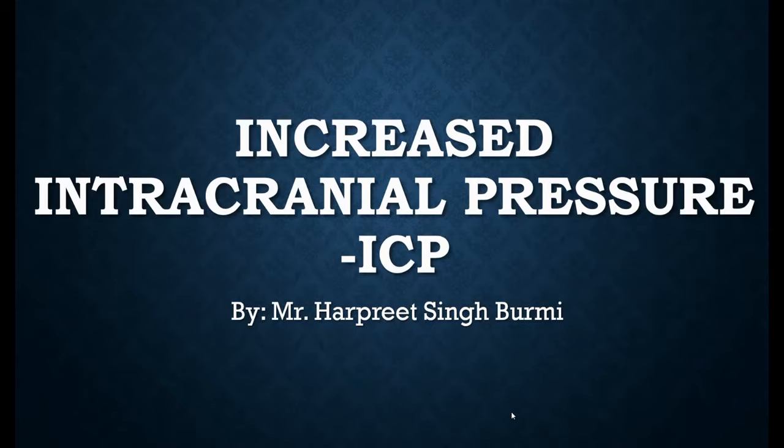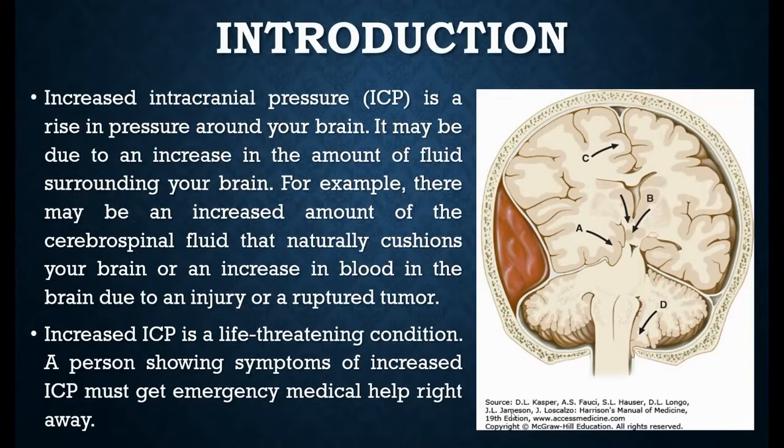Students, the next topic we are going to do is ICP, that is increased intracranial pressure. The introduction says that it is the rise of pressure around your brain. That means the cerebrospinal fluid which is surrounding the brain, its amount is increased in a specific part of the brain, and it is causing problems for the brain to work.